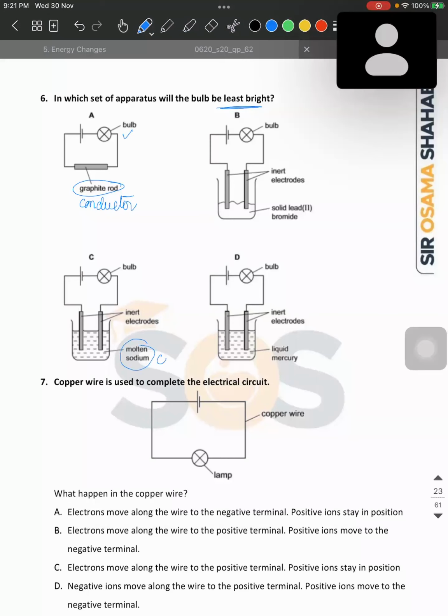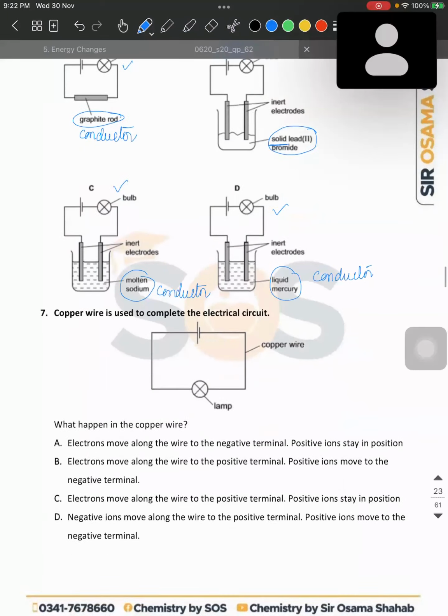Sodium is also a metal, a good conductor of electricity, so it can conduct electricity and the bulb will light up, right? And over here liquid mercury, again one of the metals. It is also a conductor of electricity and the bulb will light up. But over here if you focus, this is lead bromide, which is an ionic compound, and we know that an ionic compound can conduct electricity but only in aqueous and molten state. So right now it is solid, so it's difficult for this bulb to light up. So the right answer will be B. The least bright bulb over here is B.